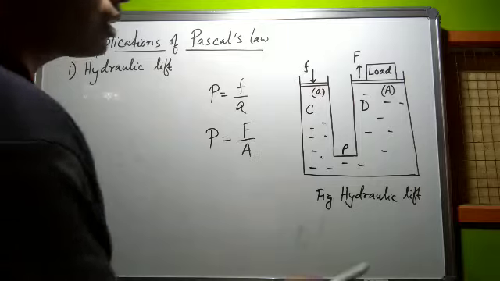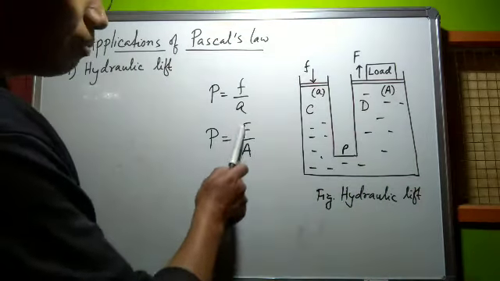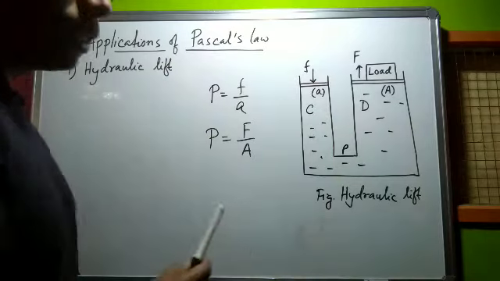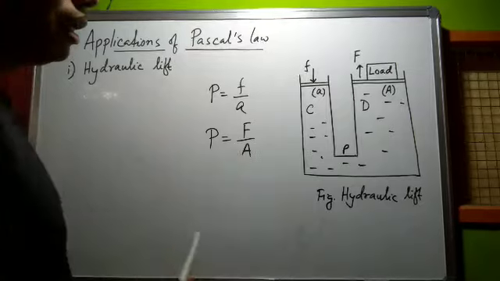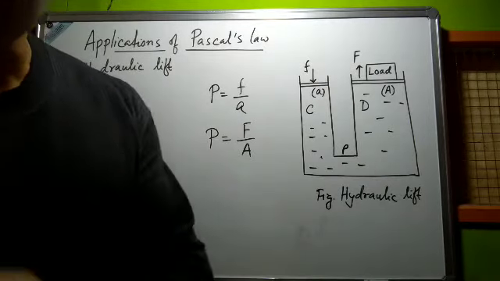So the pressure exerted on the liquid in cylinder D should be P equal to F by A. Pressure is the same, force divided by area. And here capital F represents the upward force exerted on the larger piston.